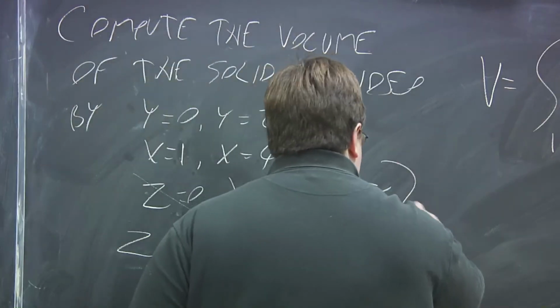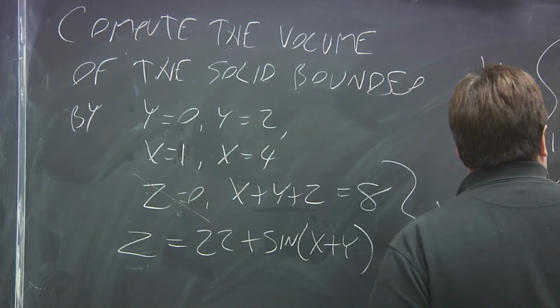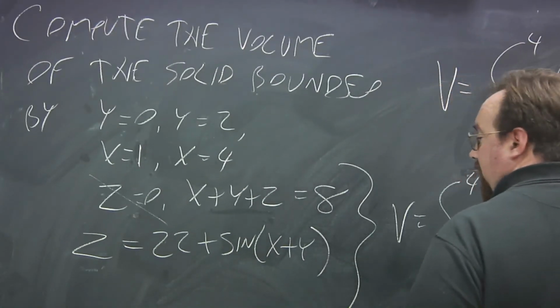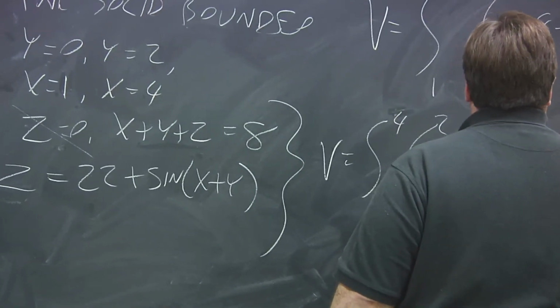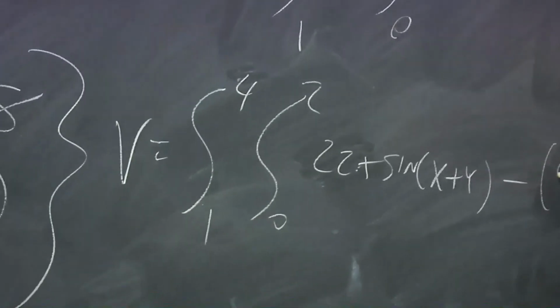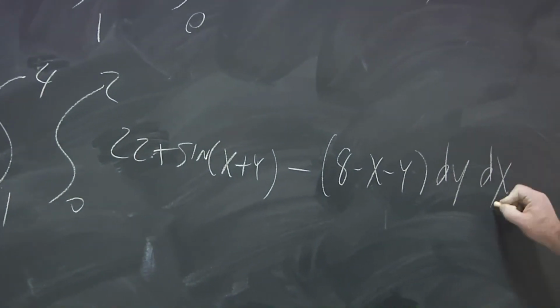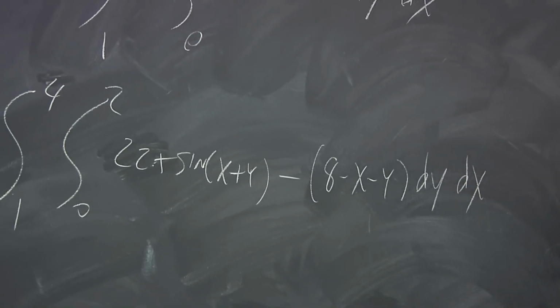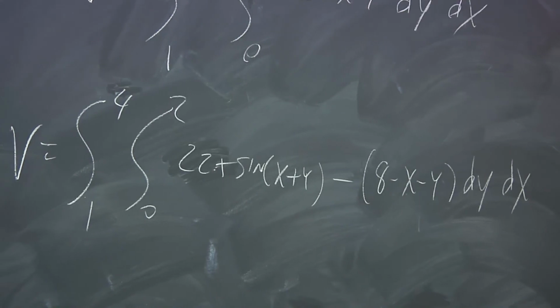So for this, the volume would be 1 to 4, 0 to 2, 22 plus sine x plus y minus 8 minus x minus y dy dx. Alright, so that's what top minus bottom will give you. Same idea applies here, the volume between two surfaces. It's probably mentioned in a later section, but I wanted to make the example a little more interesting.